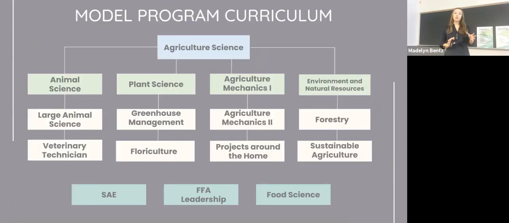Here I have a flowchart of what a model program curriculum might look like in my ag program. At the core of it, the freshmen would need to take that base rudimentary ag science class, which gives them that broad knowledge of what ag is. From there, they have the option of going into 4 different pathways: animal science, plant science, agriculture mechanics, and environment and natural resources. At the bottom, you'll see 3 classes. These would be electives that students can opt into.